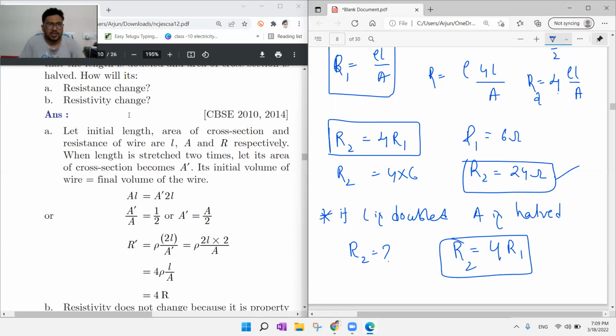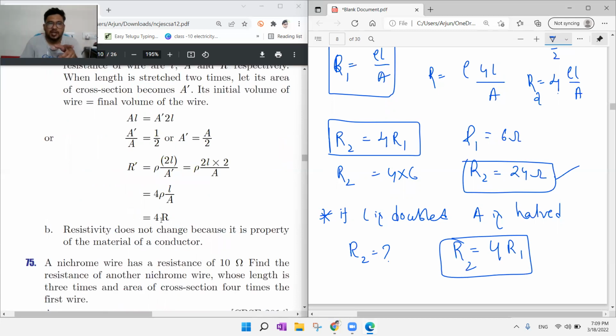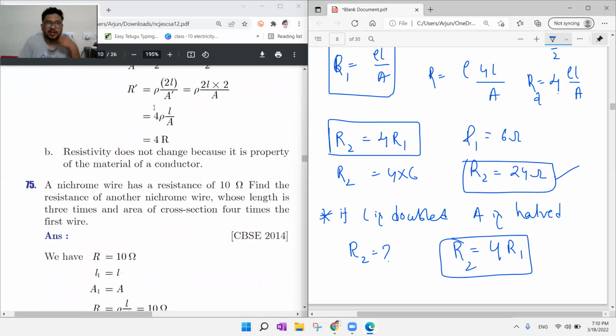Then what about resistivity? Resistivity will never change because same material we are using, same material we are stretching. If you take copper and if you stretch copper, it becomes copper only, it will never become zinc. So resistivity will not change. Here you can observe R is equal to 4R. Resistance becomes 4 times greater. And B question, resistivity does not change because it is a property of the material of the conductor. They are stretching the same material. So that is the concept we have to understand there.